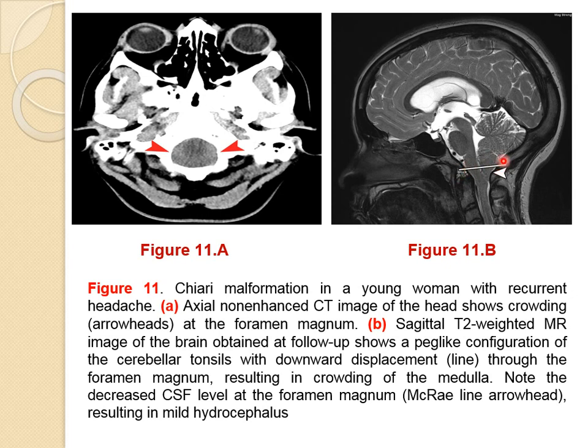McRae line. How many millimeters is normal? Up to 3 millimeters, and up to 5 millimeters is accepted. While here, it's definitely more than 3, maybe 6 or 7 millimeters. So this is a Chiari malformation, which results in decreased cross-sectional area in the foramen magnum, which causes mild hydrocephalus.